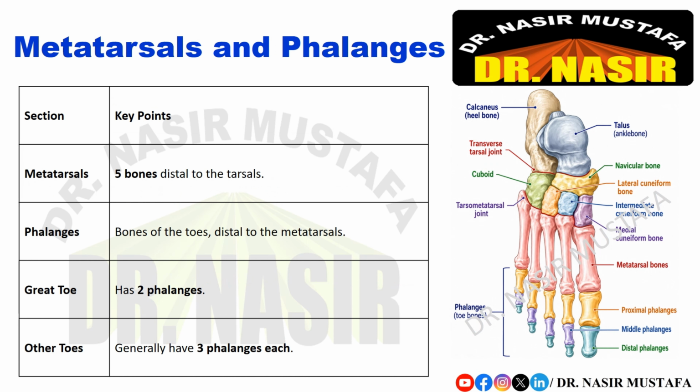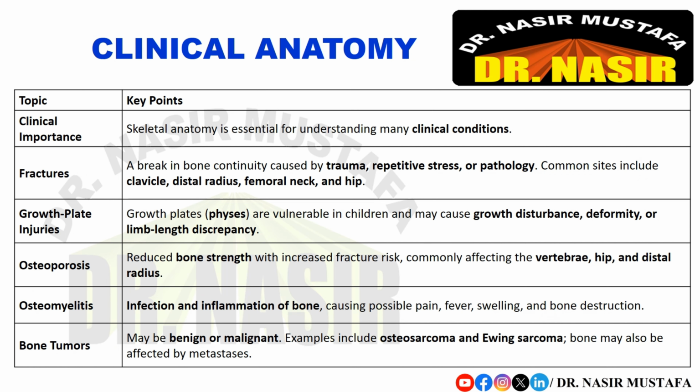Metatarsals and phalanges. Distal to the tarsals are the 5 metatarsal bones. Beyond them are the phalanges of the toes. Similar to the hand, the great toe has 2 phalanges, while the other toes generally have 3 phalanges each.